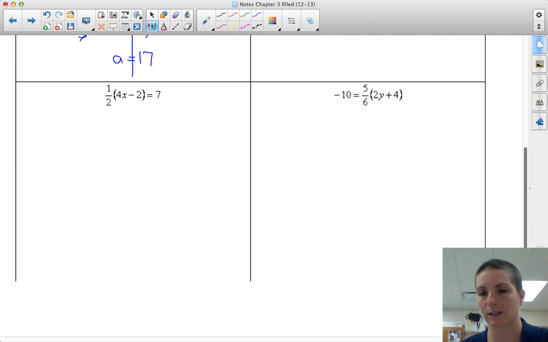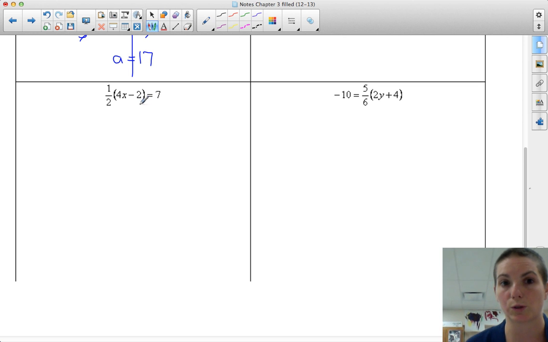You have 2 practice problems. Would you please do the one on the left using your fractions, using method 1, distribute first, and use method 2 in the second problem. So multiply first. In your homework, I don't care which order you do it in. Give them a try.